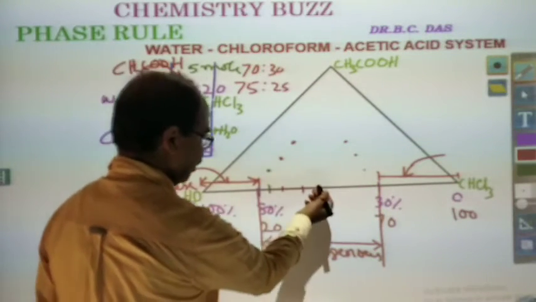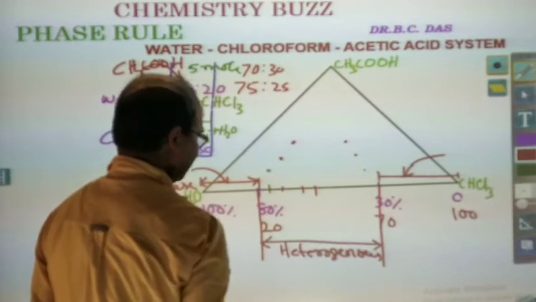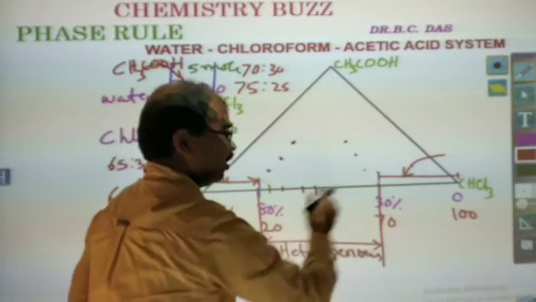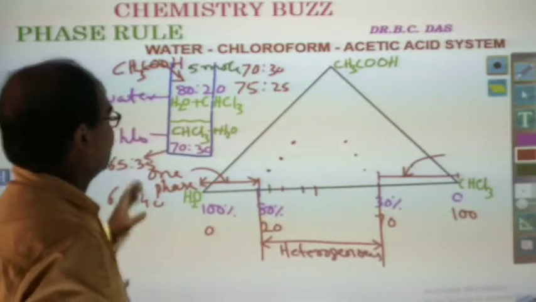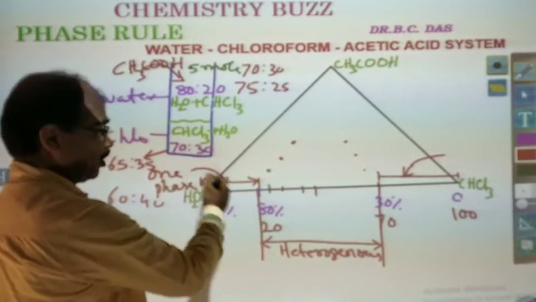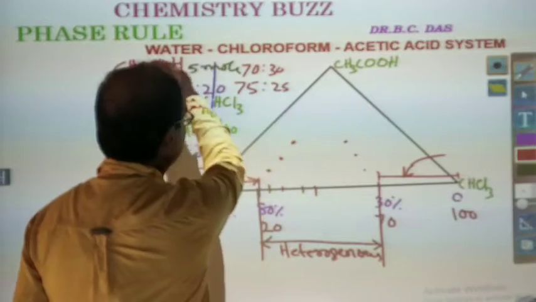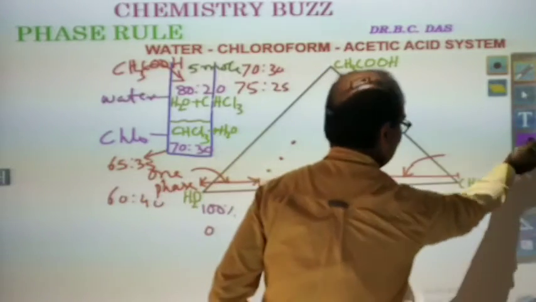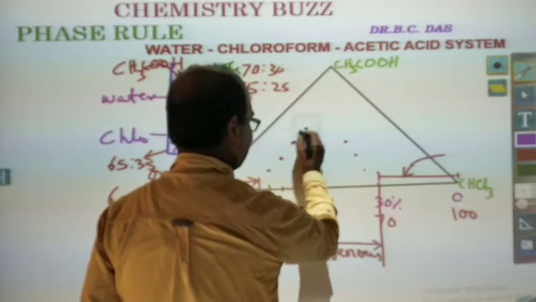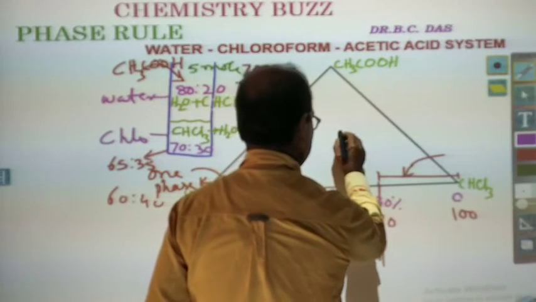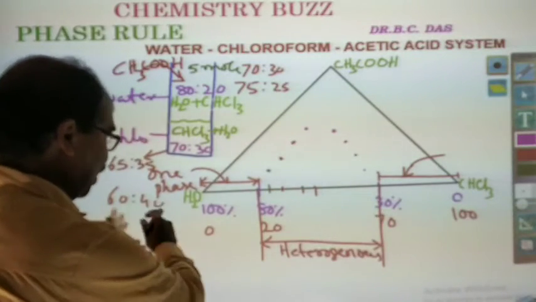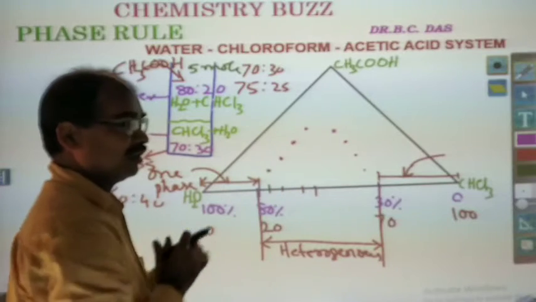So if we take another composition here, that is, we have added further some chloroform in order to change the composition of the binary solution, and the two layers separate. Okay, so when two layers separate, then you add some more acetic acid to it. When we add some more acetic acid, this will become miscible, and the mutual solubility, mutual miscibility of the water in chloroform and chloroform in water increases.